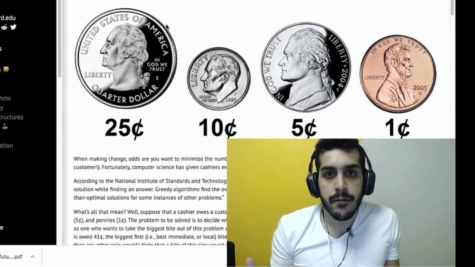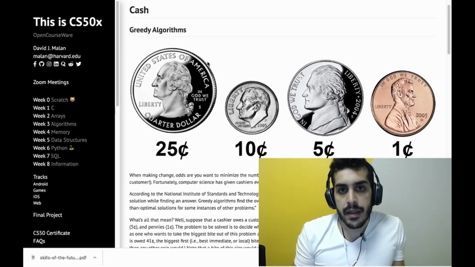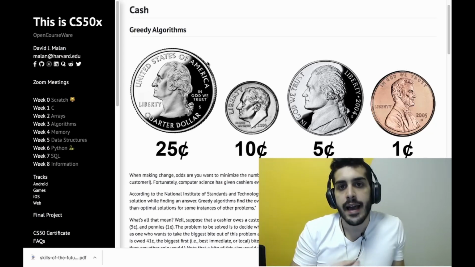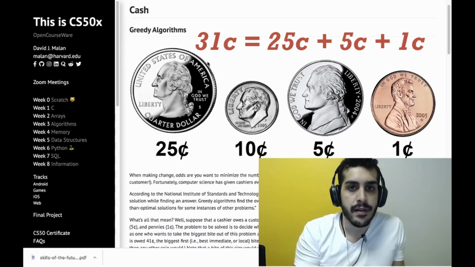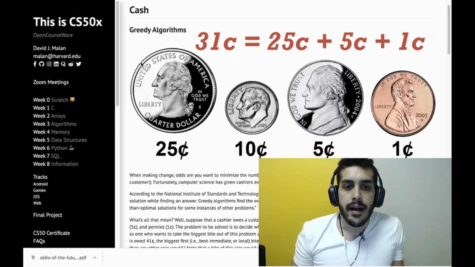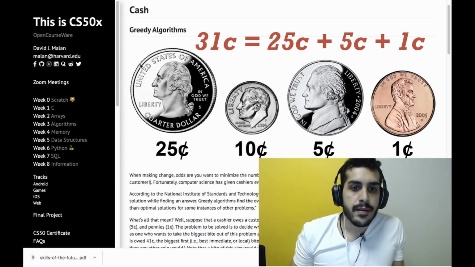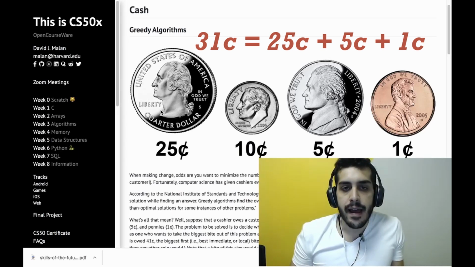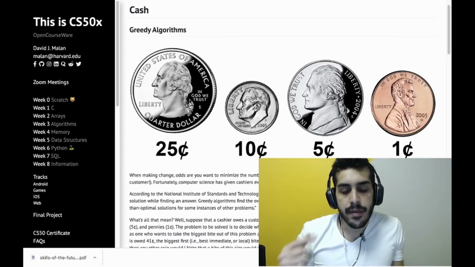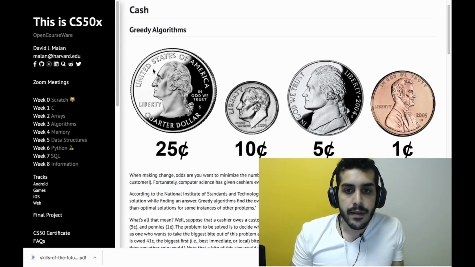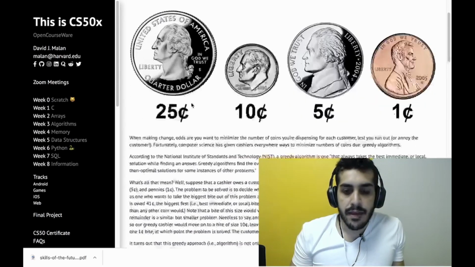Let's say I have 31 cents. What is the minimum amount of coins I can use to get 31 cents? Obviously we would want to start with the largest, so 25. So 1 25, 1 5, and 1 1. If you think about it, we go from the largest to the smallest, and that's basically it.